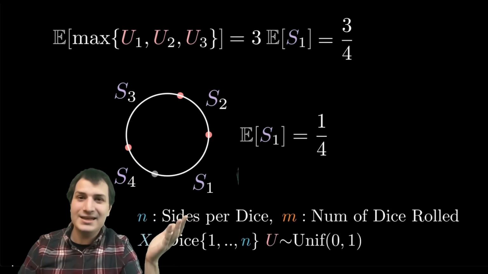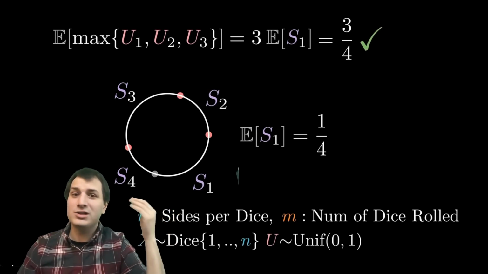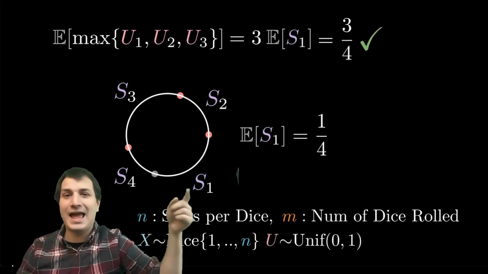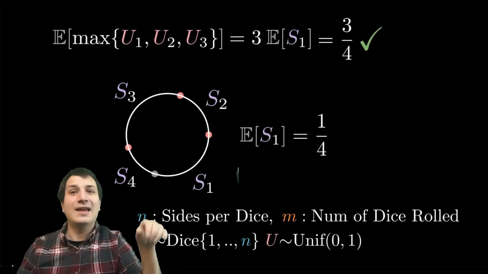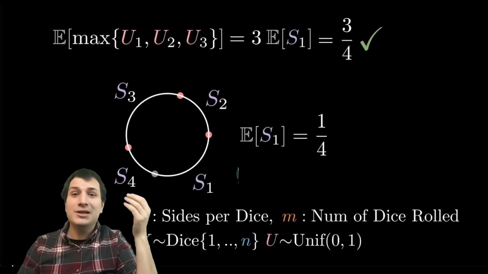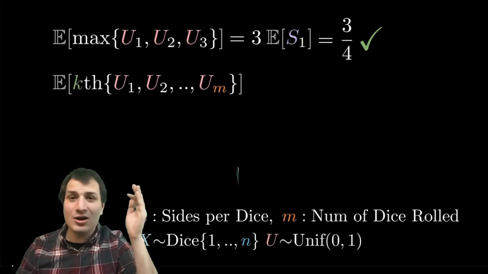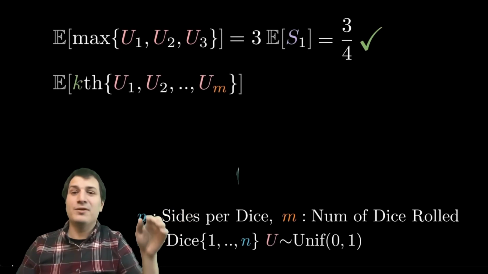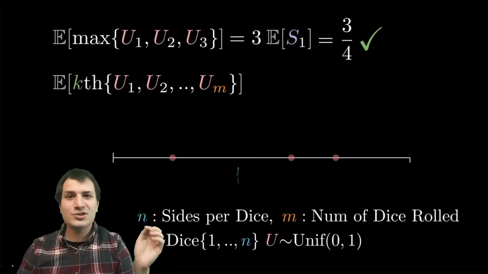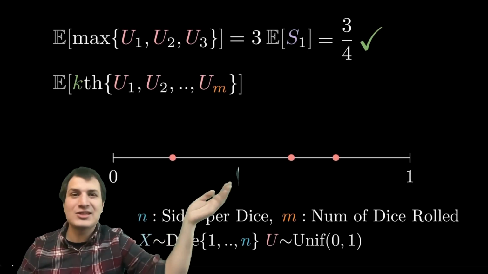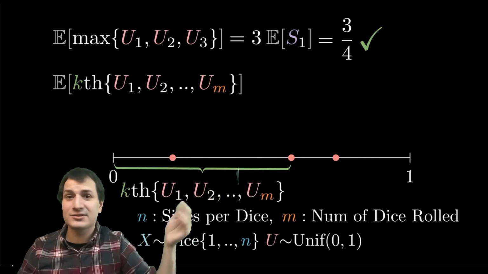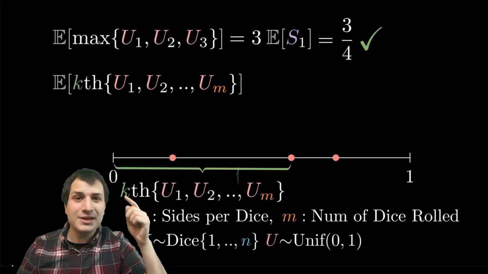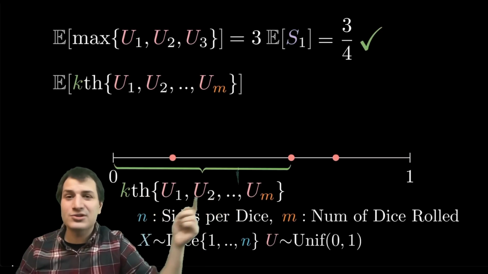And of course, this idea generalizes very well. It works for any value of m. You're always going to get m plus 1 segments around the circle, and the maximum is always going to be m of them. But even more generally, you can do this argument not just for the maximum, but for the kth largest. So for example, what if you take the second largest item in a group of things? You take U1 to UM and say, please give me the second largest one. If k equals 2, that's the second largest.